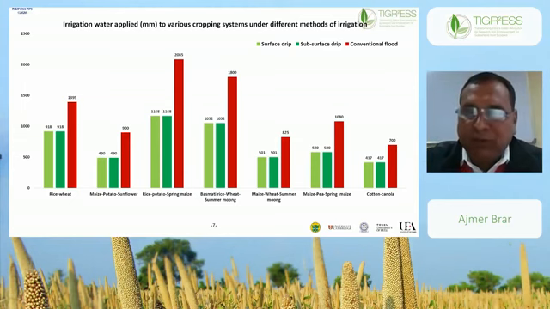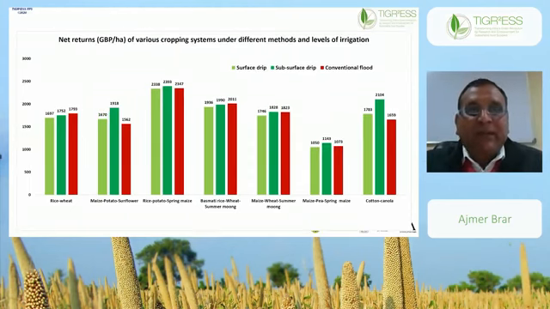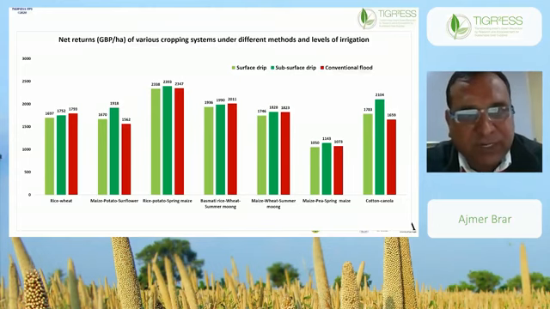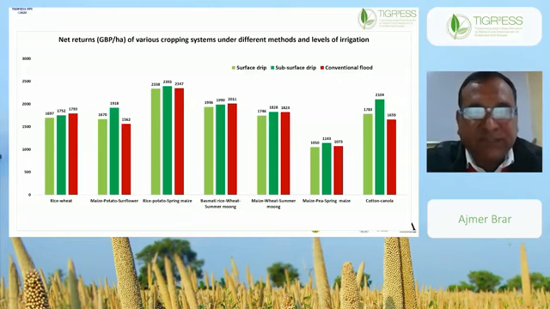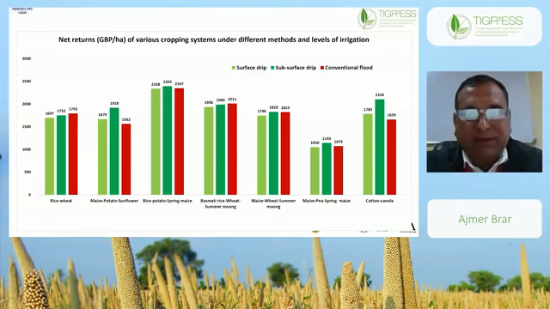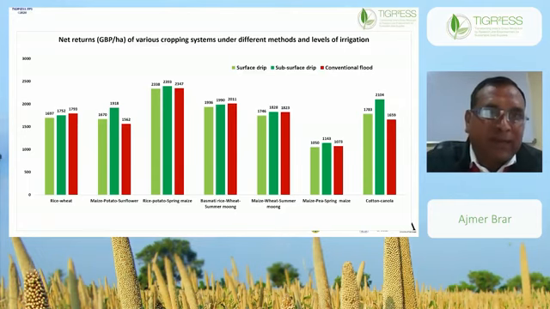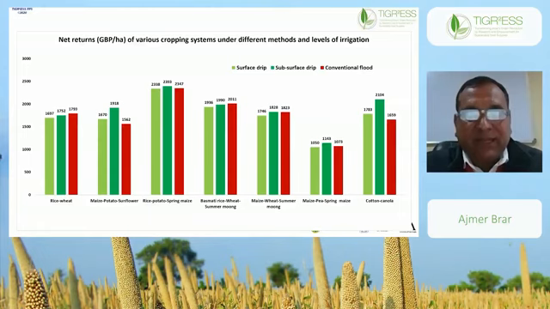But if we look into the next, that is the net return. Net return is again highest from the rice, potato, spring maize, because this is the 300% cropping intensity, 3 crops in a sequence. So we get the maximum return. And if we see the dark green one, it gives the highest return, that is the subsurface drip irrigation.